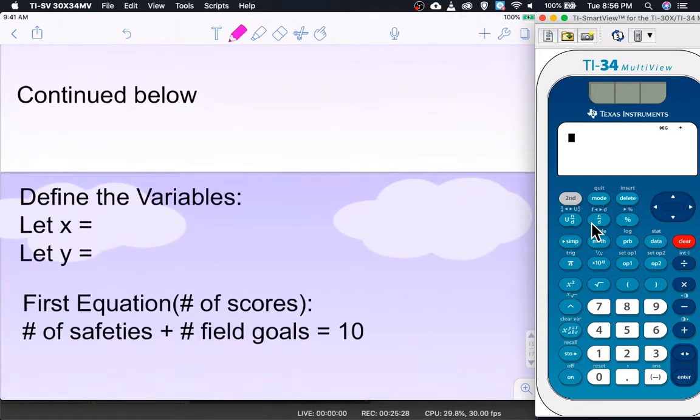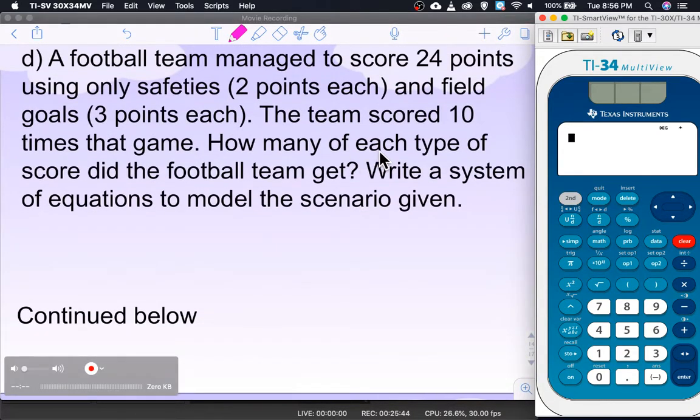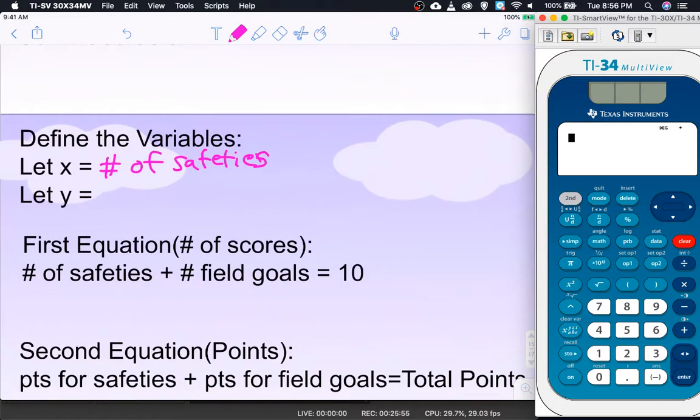So, let's start by defining our variables. Let's say the x variable is the number of safeties. That was one of the things we had to find. How many of each type of score did they get? How many safeties and how many field goals? So I'm just saying let's make the first one the x's and the second one the y's. y is the number of field goals.